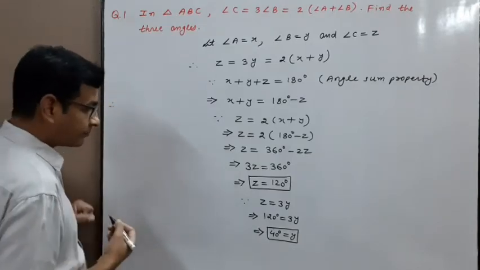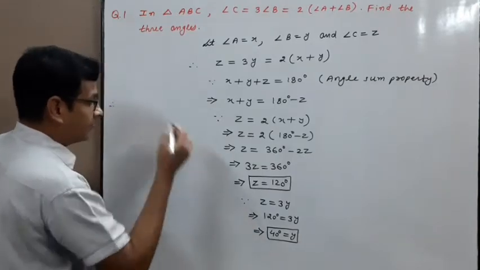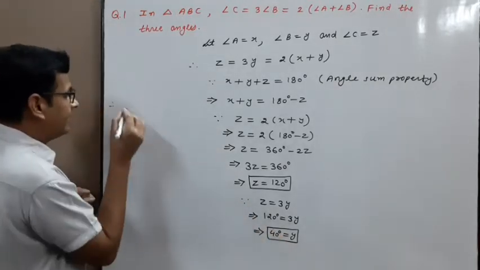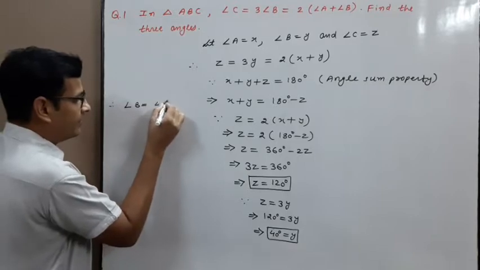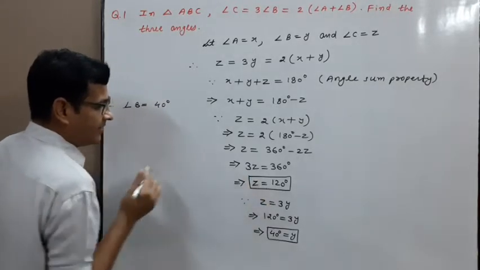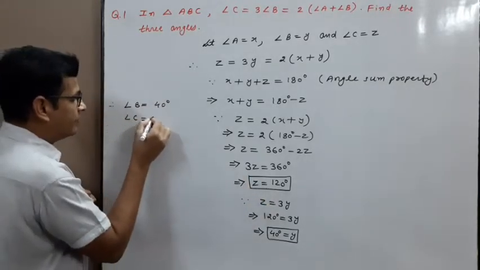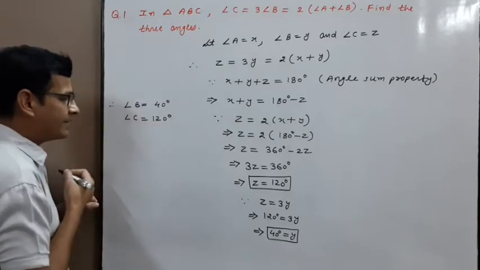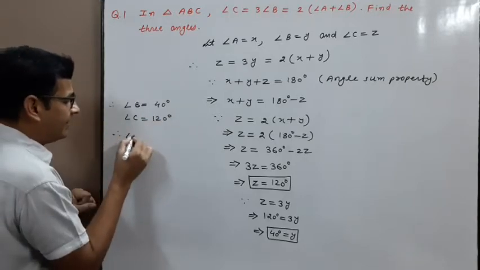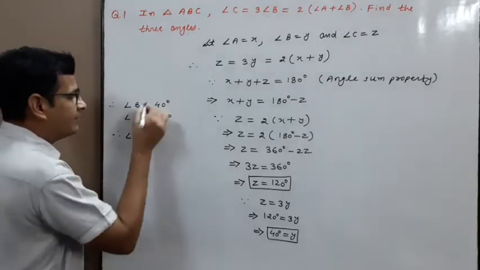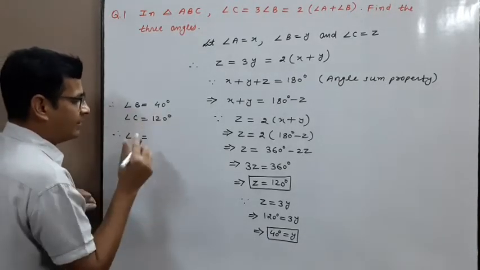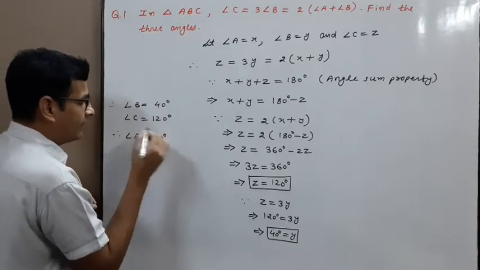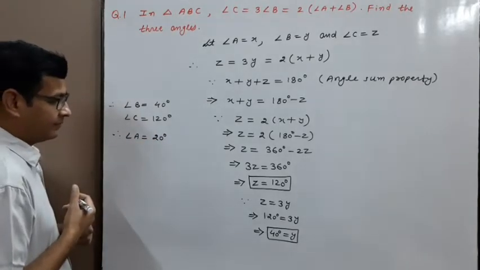Therefore, Y means angle B is equal to 40 degrees. Z means angle C is equal to 120 degrees. So by angle sum property, angle A is equal to 180 minus this. 180 minus 120 is 60, 60 minus 40 is 20. So angle A is 20 degrees.